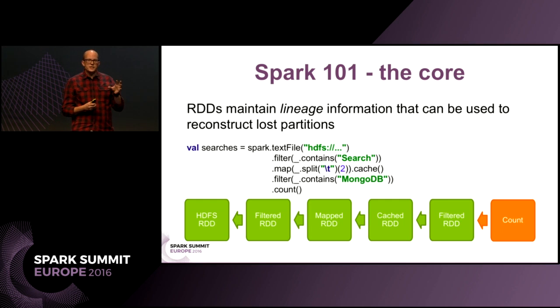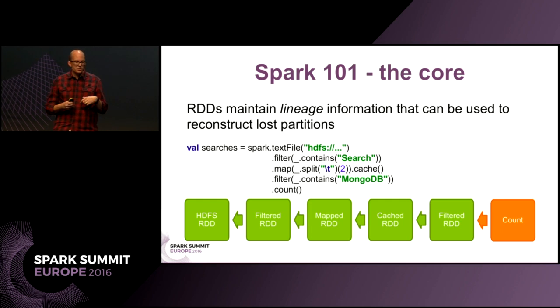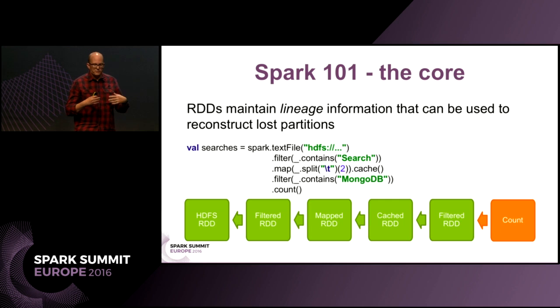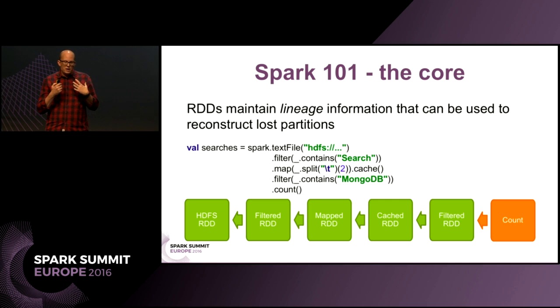So in this example, we're going to get some text file from HDFS. We're going to filter it. We're going to map it, cache it, filter it again, and then do the count. The RDDs themselves are immutable. So the very minimum thing we have is the HDFS one, and then you're going to filter it, and that will produce a new RDD that has that as the source, and so on. So you can see, when I read a text file in RDDs, I'm going to read the whole thing in, and then you're going to do the filtering, and then you're going to do the mapping. And this becomes important later when we look at optimizing it.